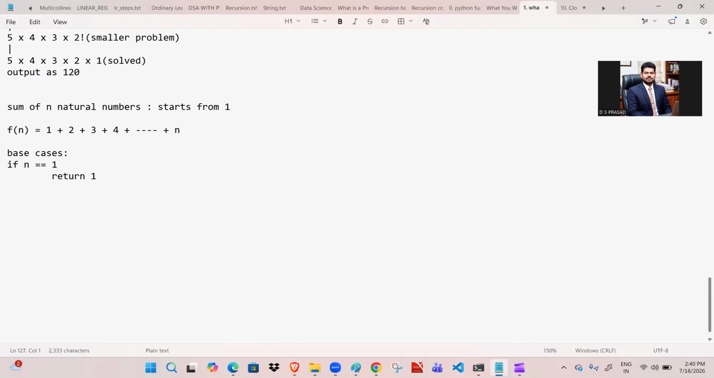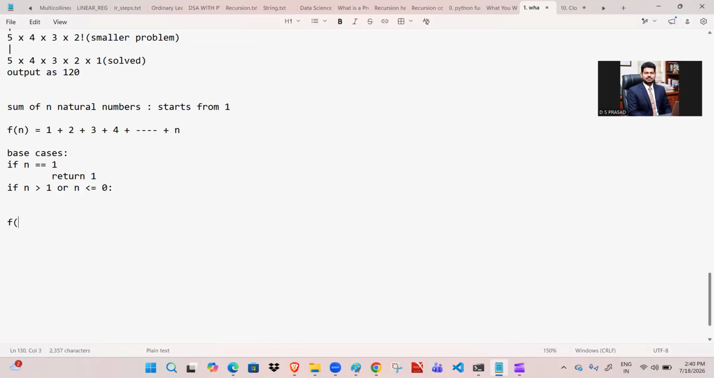Otherwise, if n is greater than 1, we start from there, or n is less than or equal to 0, or equal to 0. So what will happen? We need to think about programming like that. Different base cases will come. So how do we write that?